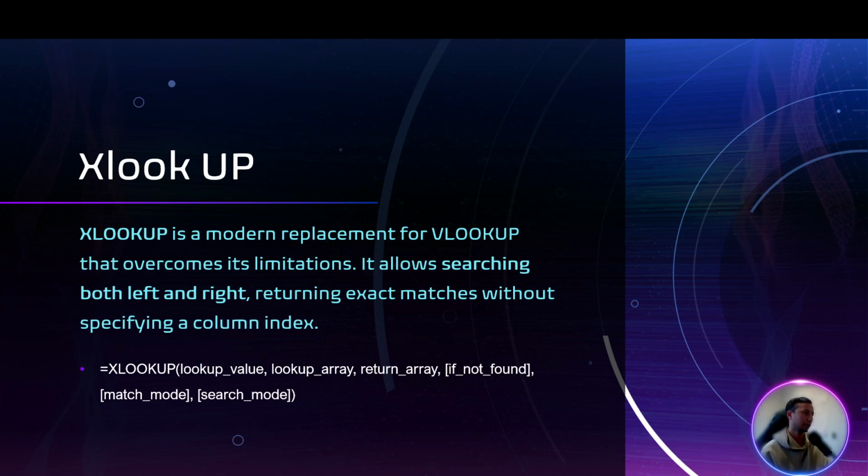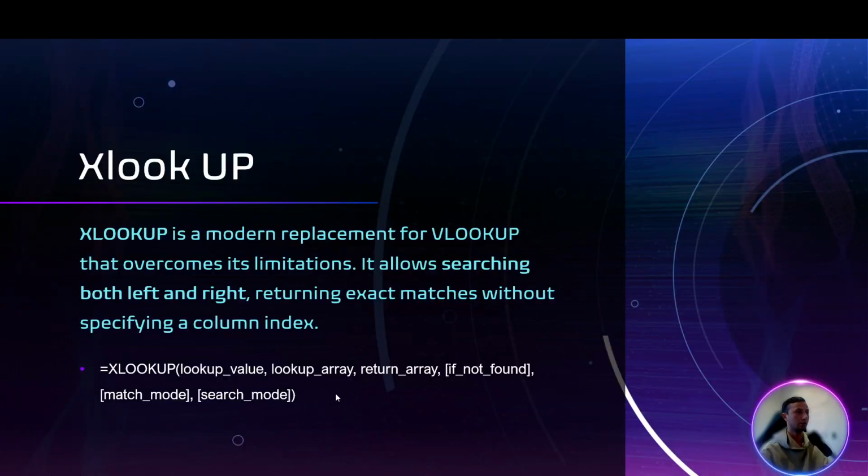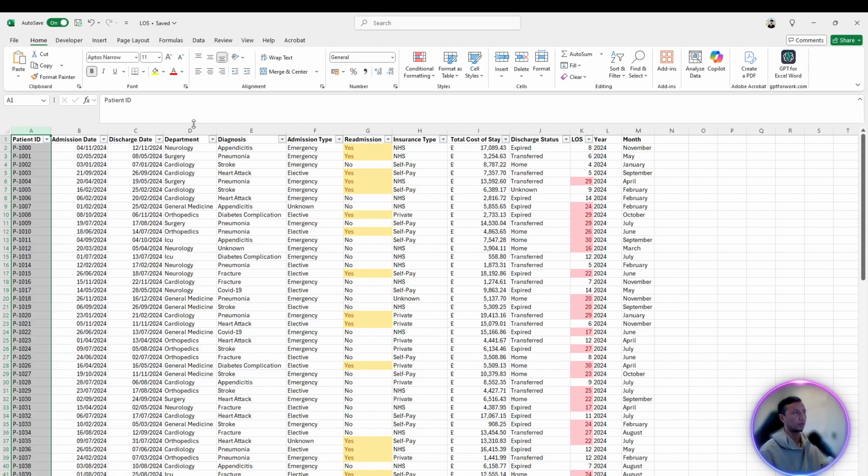Okay, so this is the syntax for the XLOOKUP. Same as the VLOOKUP, we have to assign the lookup value, then after that the lookup array. Lookup array means this is the one, the column array. Then after that the return array, that means what we are looking for. If we are looking for the department, then we can select this column. If we are looking for the diagnosis, we can select this column. So we don't have to give the column number like in VLOOKUP.